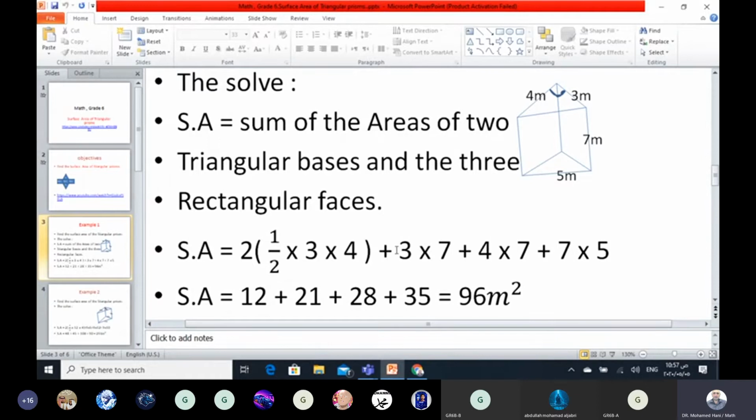3 times 7 will be 21. Plus 4 times 7, which will be 28. Plus 7 times 5, which will be 35. Now you can add them all. 12 plus 21 plus 28 plus 35 will be 96 meters squared. This is the rule to solve the surface area of a triangular prism.